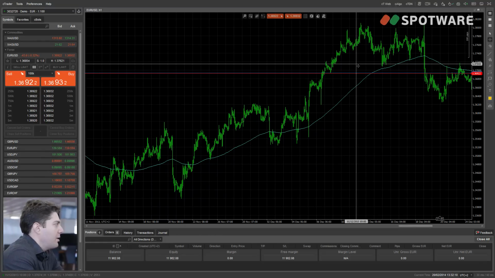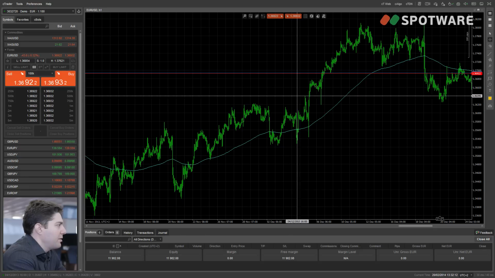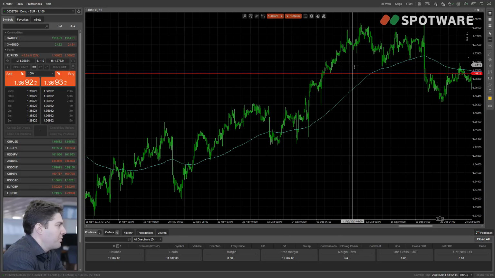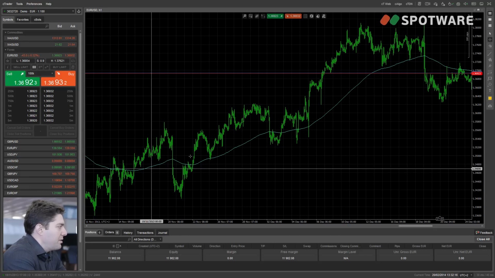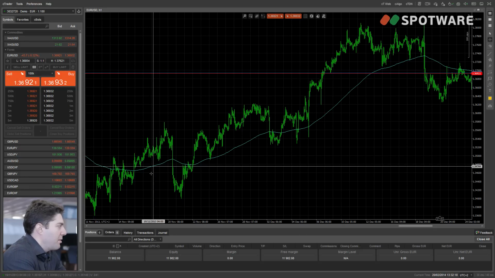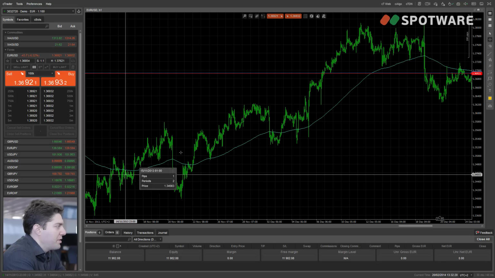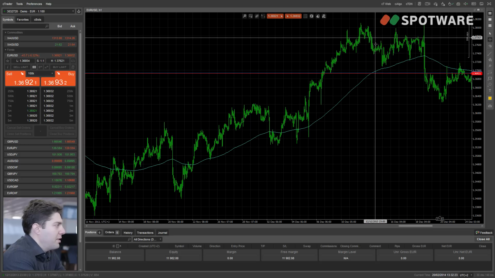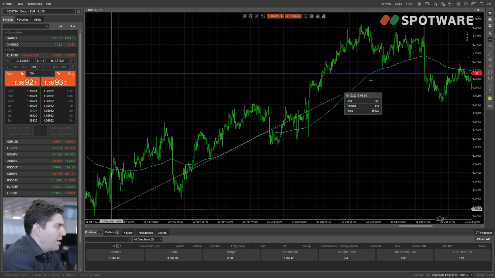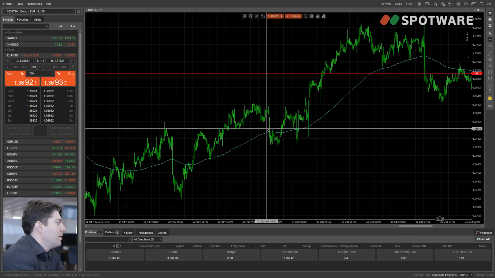Here we see in the EUR/USD chart, in the 1 hour chart, we see a trend. The characteristic of a trend is that the price is moving towards a specific direction. In this case, the price is moving up. That's why we have an uptrend.